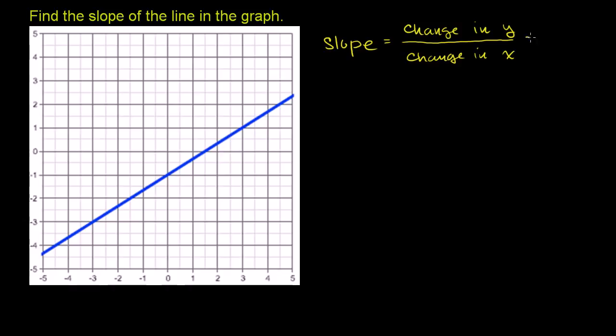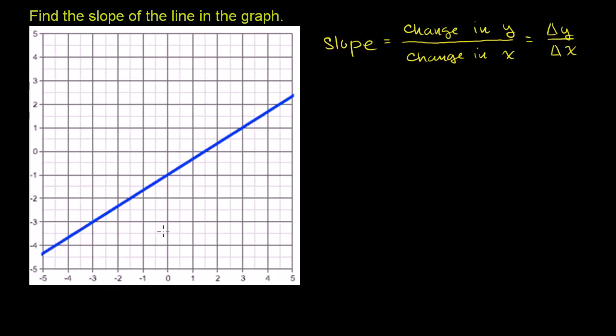And sometimes you might see it written like this. You might see this triangle. That's a capital delta. That means change in y over change in x. That's just a fancy way of saying change in y over change in x. So let's see what this change in y is for any change in x.